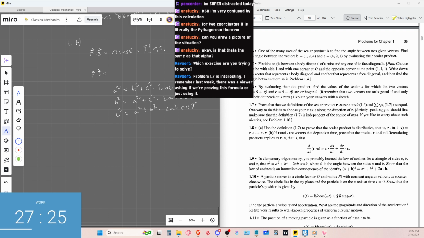It's interesting. I remember last week there was a viewer asking if we're proving this formula or just using it. Because I think we have to. Yeah, it says prove the two definitions of the scalar product.